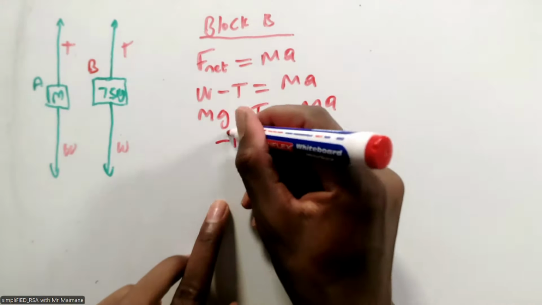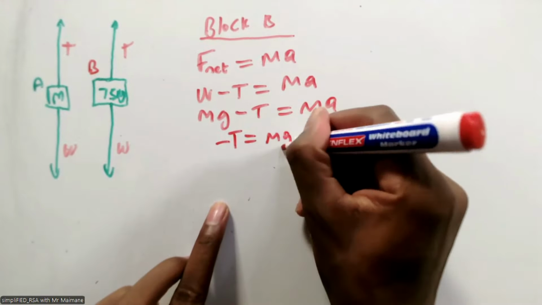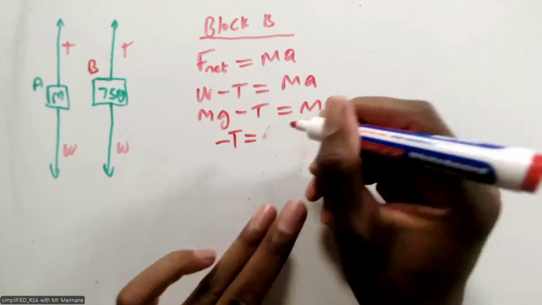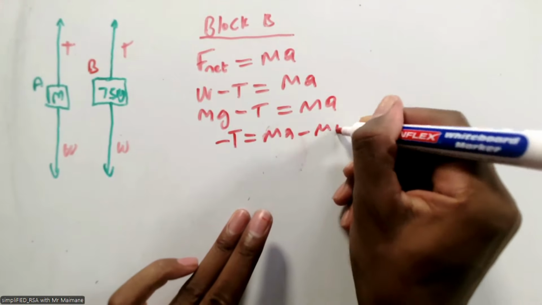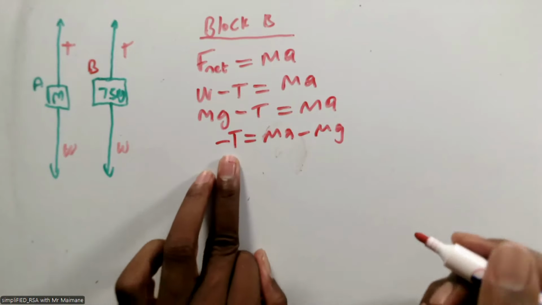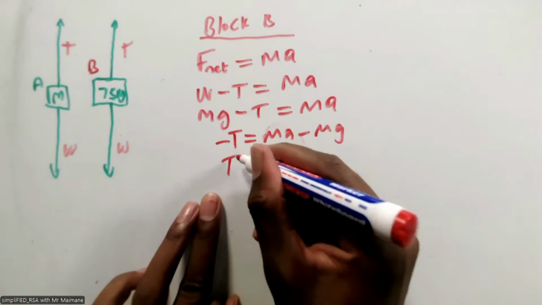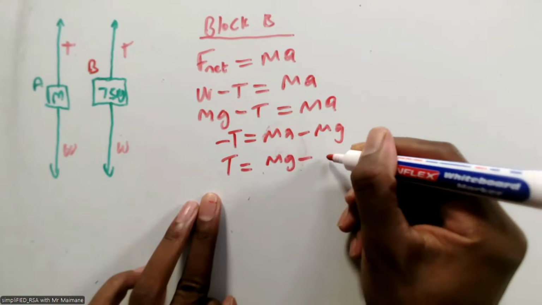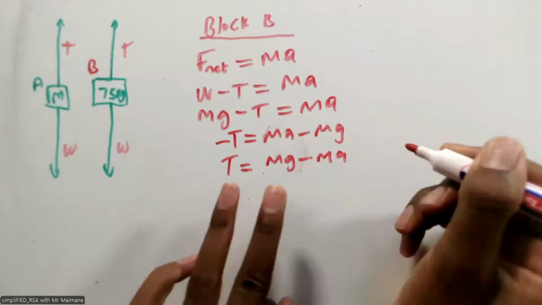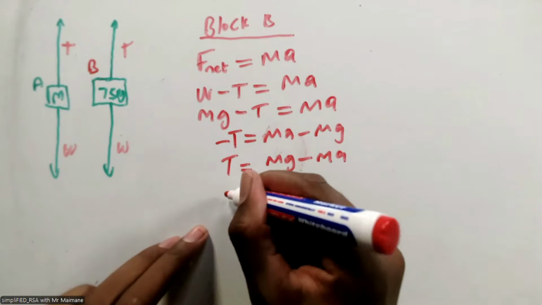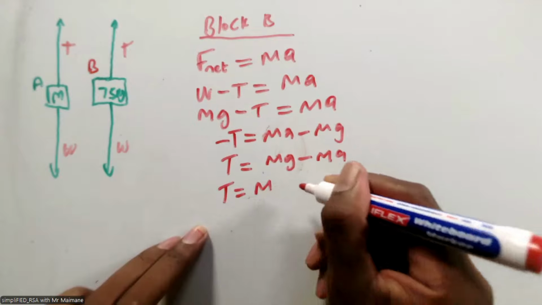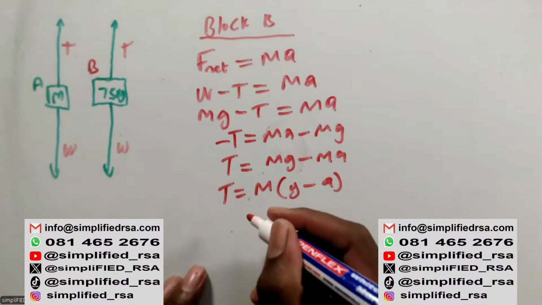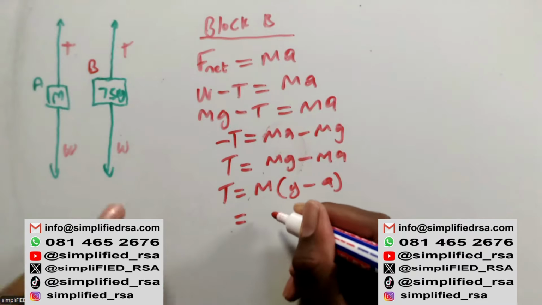So in this case, I would have minus T is equal to mg, minus T is equal to ma minus mg if I take mg to the other side. But since I have a negative here, I want it to be positive. I would say T is equal to mg minus ma, because I have to divide by negative throughout. But then I'm going to take m as a common factor. Therefore, I would have g minus a, like that.